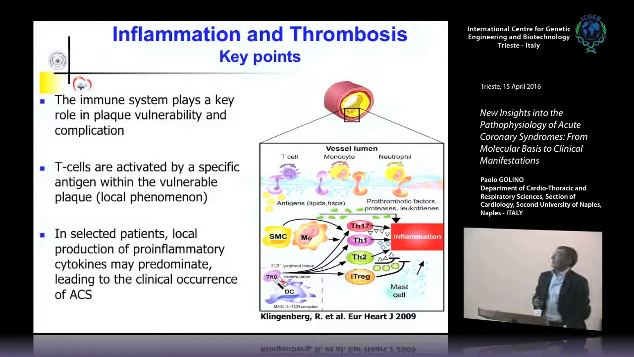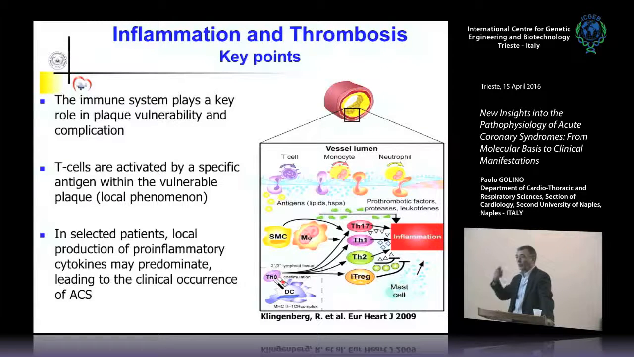In summary, I think that many, many other things need to be done. But I think that we can conclude that the immune system plays an important role in the phenomenon of plaque complication. LDL, oxidized LDL, are probably a very good candidate as an antigen, but probably many others will be studied. They are activated by a specific antigen within the vulnerable plaque, so it's a local phenomenon.